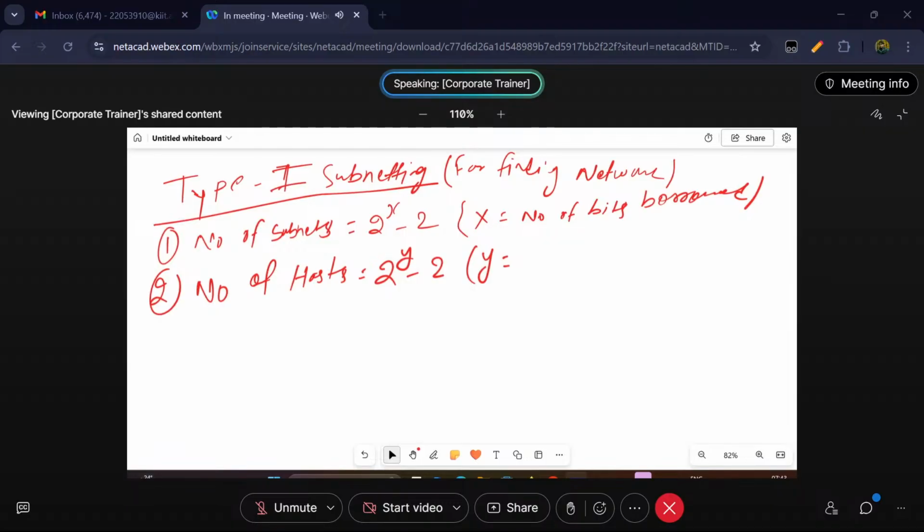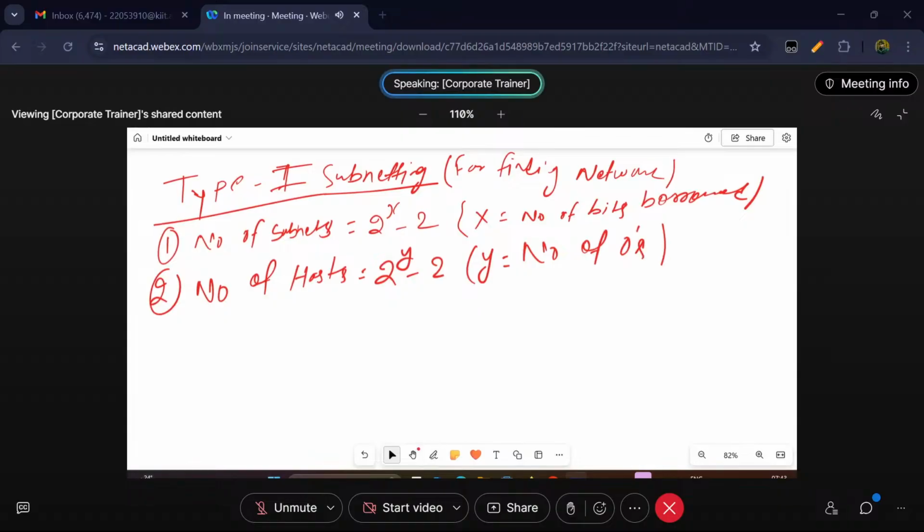But the difference is that x and y have different meanings. The meaning of x is the number of bits which will be borrowed. And the number of zeros that you are using will be considered in the case of y. So y is the number of zeros.